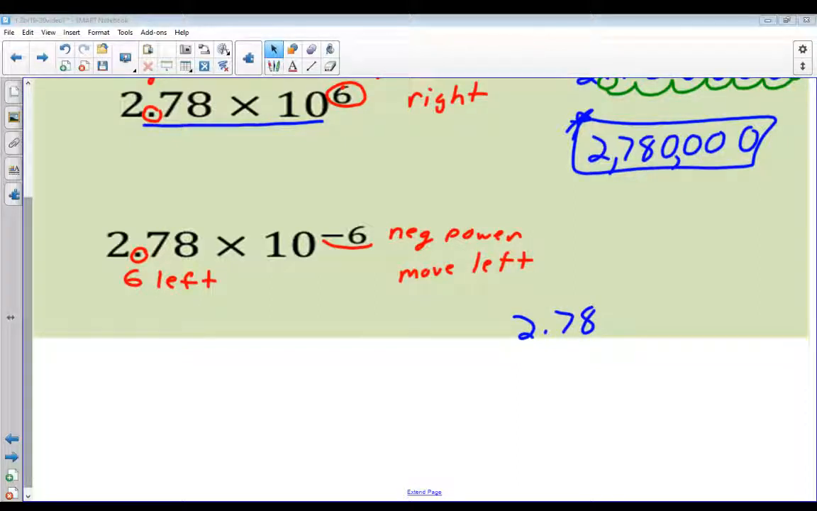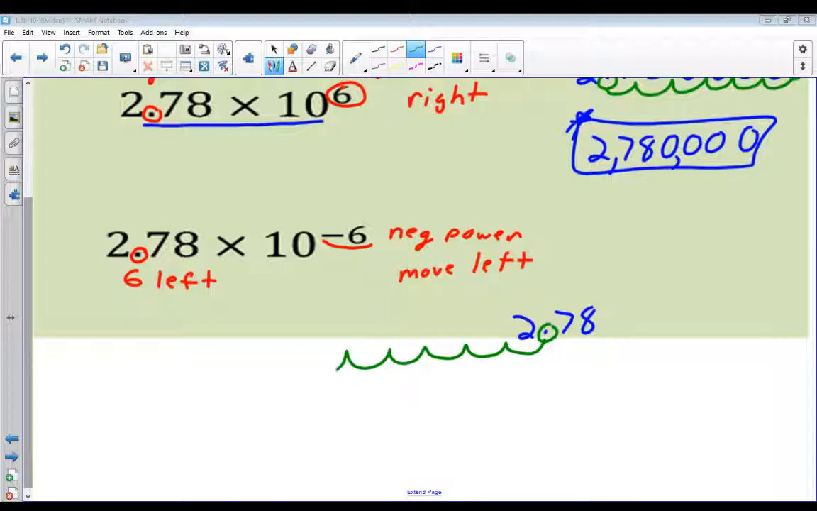2.78. I'm going to take my decimal and I'm going to move it 6 spaces to the left. 1, 2, 3, 4, 5, 6. And in all those spaces, fill them in with zeros. And there you go. That's the original answer.